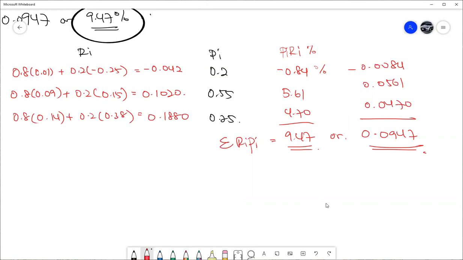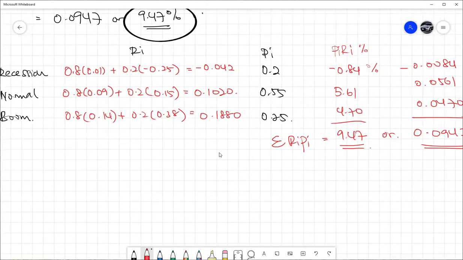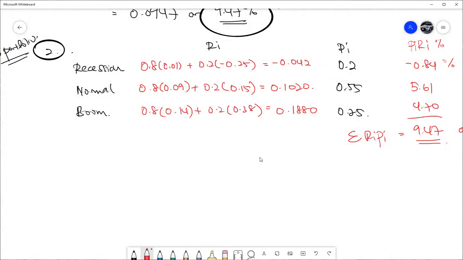Okay, so this is method number two. You use method number two if there's a question like this, when there's part C here, what is the standard deviation of the portfolio? So when they ask you to calculate the standard deviation of portfolio, it equals to the same thing: the square root of the sum of probability times return minus expected return, power of 2.